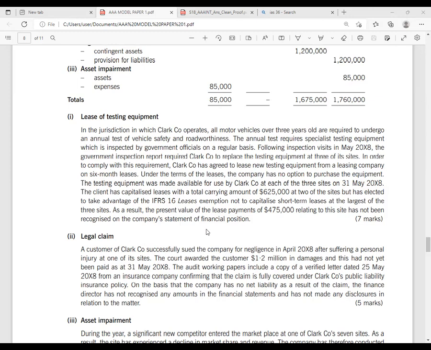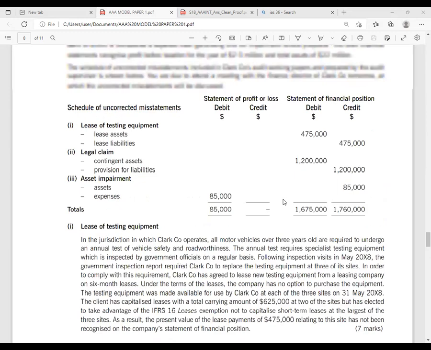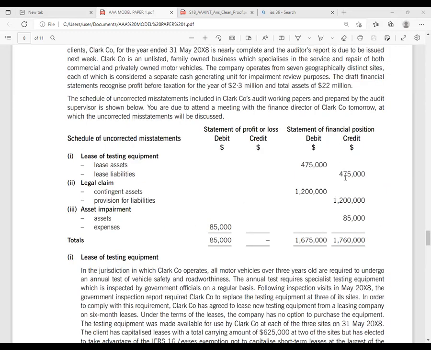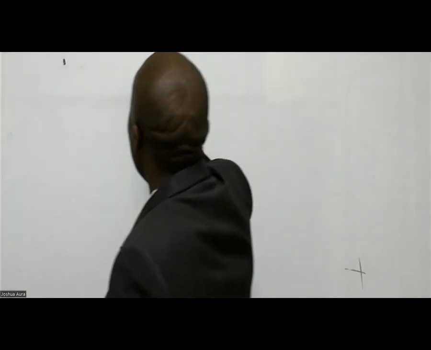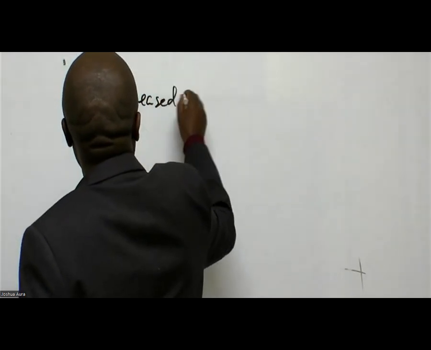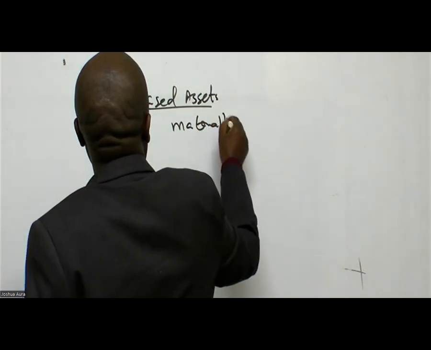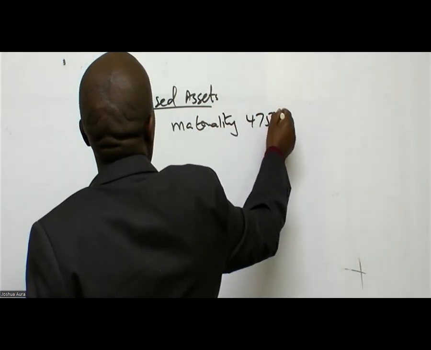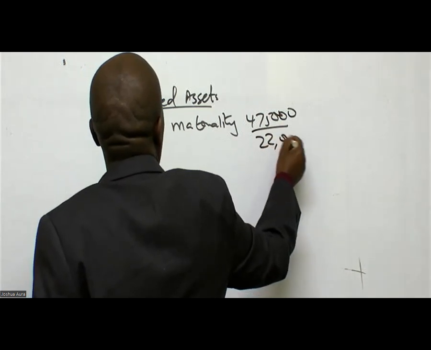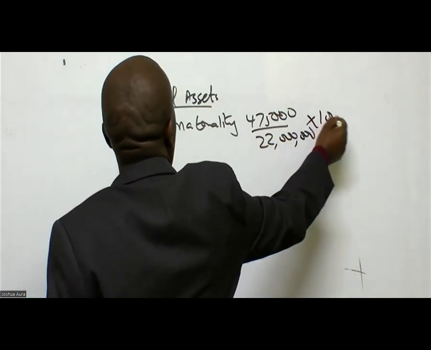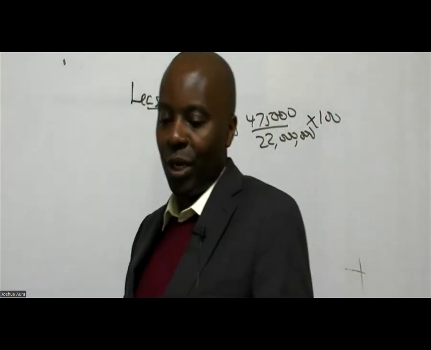So two things. This $475,000, this lease has been captured in the statement of financial position. So as regards the total assets, is the $475,000 material? What do we have here? So materiality of the leased assets: this is $475,000 over the total assets, which are worth 22 million, times 100. So what do we have here, somebody?